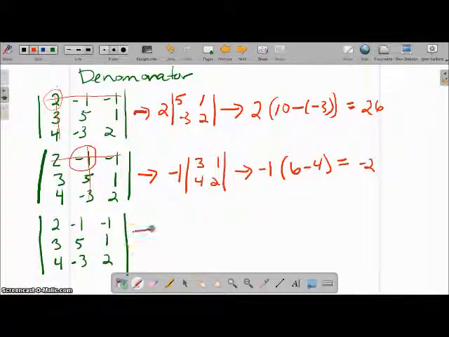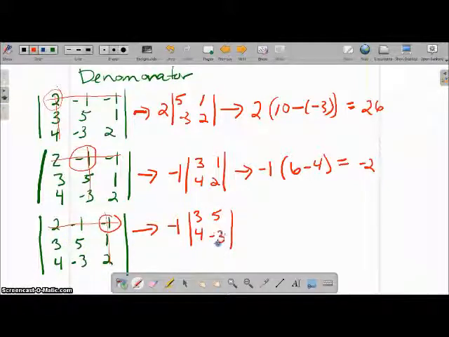Same thing with this. Now maybe you could take a guess. What we're going to do is cross out the first row and the third column. You'll notice you have a -1 right here. That's what goes in front of your determinant that's left. 3, 5, 4, -3. So when you multiply this out, you get a -1 times a -9 minus 20. So when you multiply this all out, you're going to get 29.